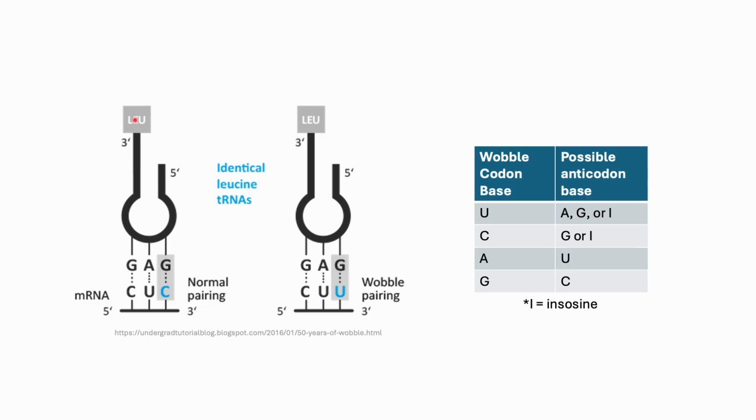Here, it's shown by a leucine tRNA, and we see G is pairing with C, A is pairing with U, and then G is pairing with C, which is normal Watson-Crick base pairing. But then you also see in the wobble position, G can bind with U. So in these wobble positions, this is how we see so much variability in the genetic code.